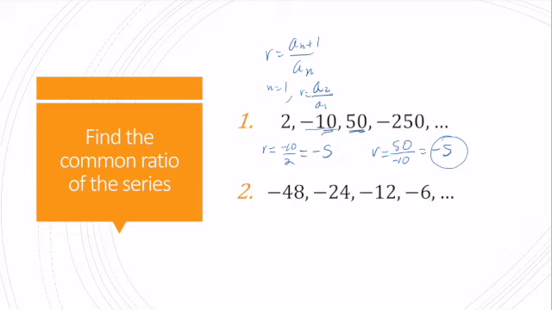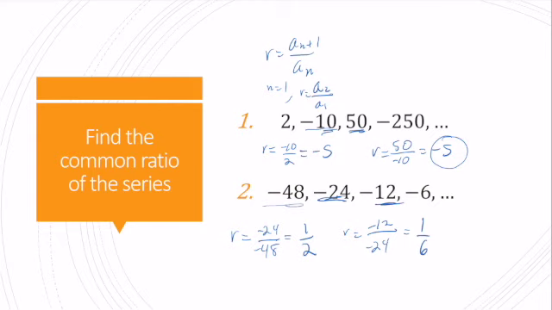Let's take a look at this next one. I have r is negative 24 divided by negative 48. That's going to give me positive 1/2, because 2 negatives make a positive. Okay, let's try that again. If I take negative 12 divided by negative 24, I get positive 1/2. So what we're doing each time is we're multiplying by a half.